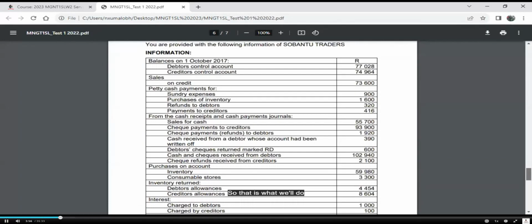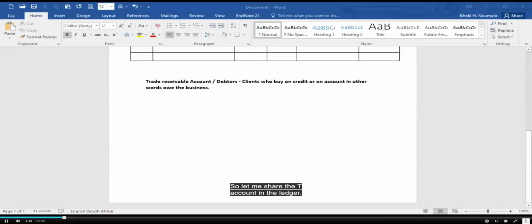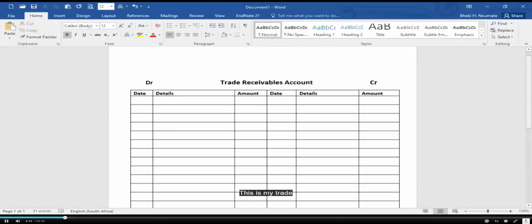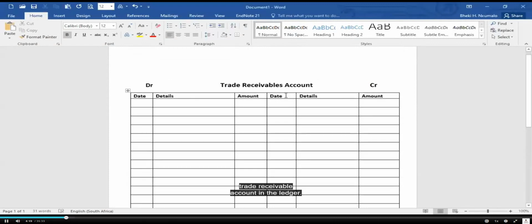Let me share my T account. That is my general ledger. This is my trade receivable account in the ledger. As you know, this is a T account, with entries on the debit side and the credit side. There are 2 sides.